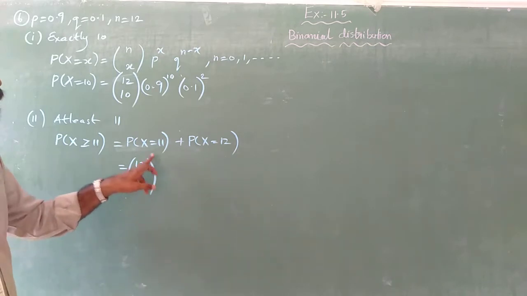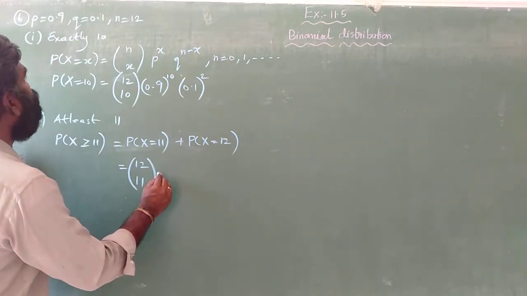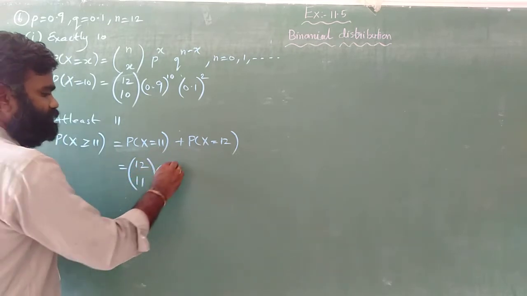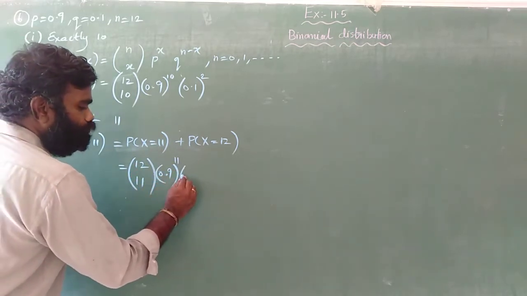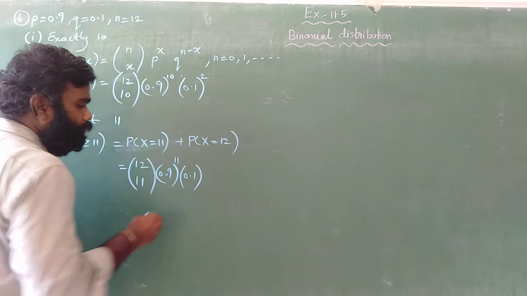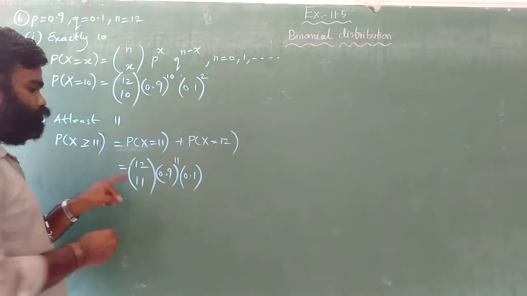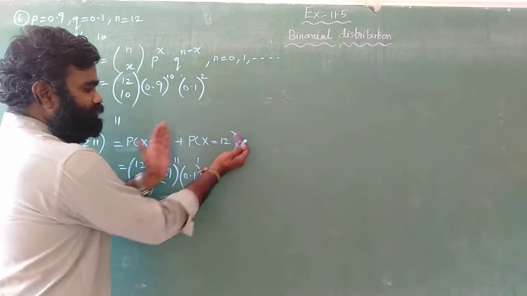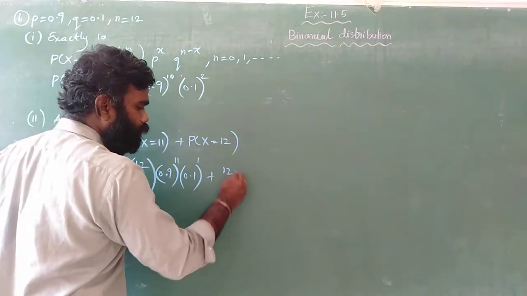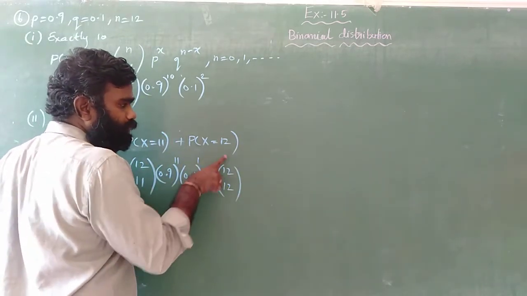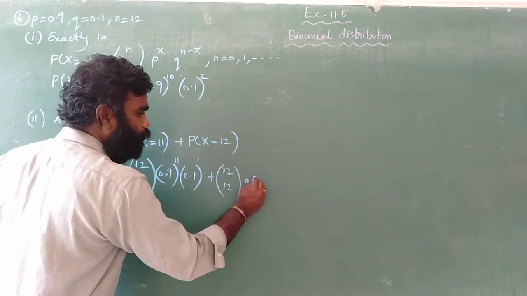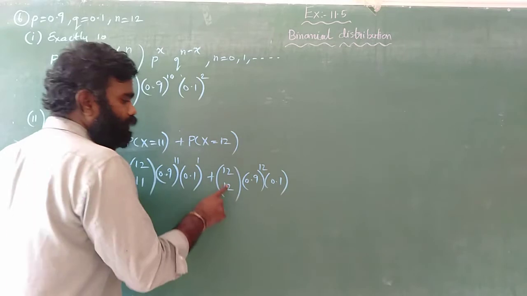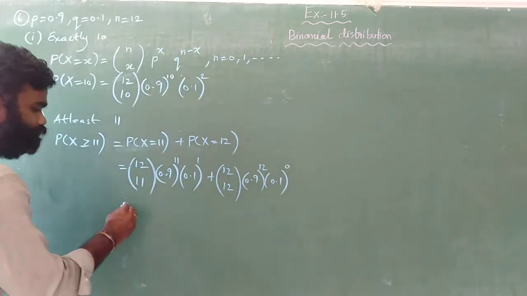Next, P of x is 12C11 times 0.9 whole power x, where x is 11, times 0.1 whole power N minus x, which is 12 minus 11, that is 1. This one I have written. Next, P of x is equal to 12. Here N is 12 and x is also 12, so 12C12 times 0.9 whole power 12 times 0.1 whole power N minus x, which is 0.